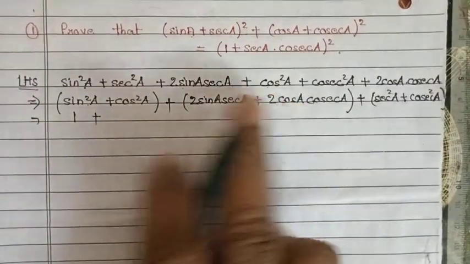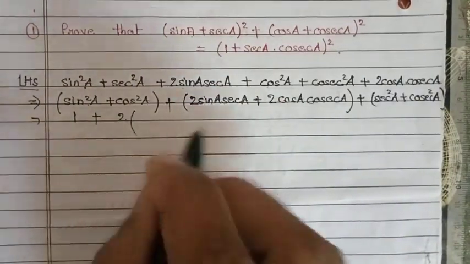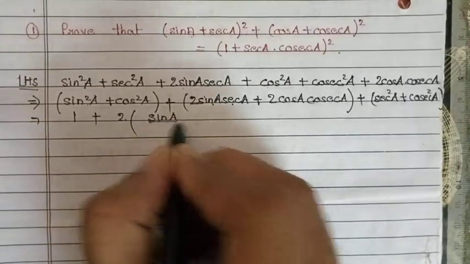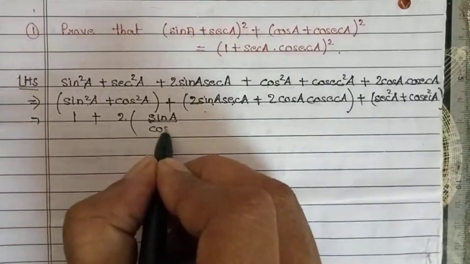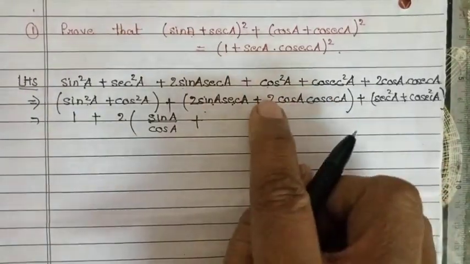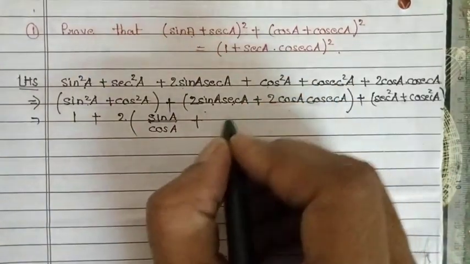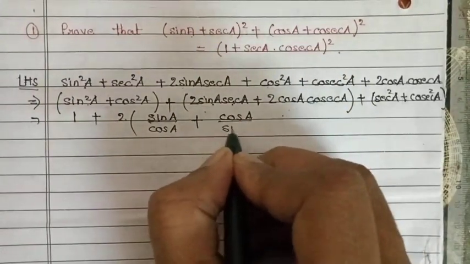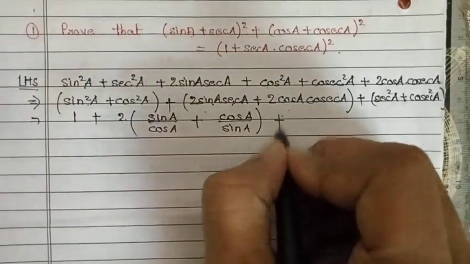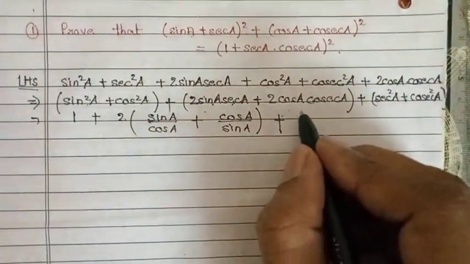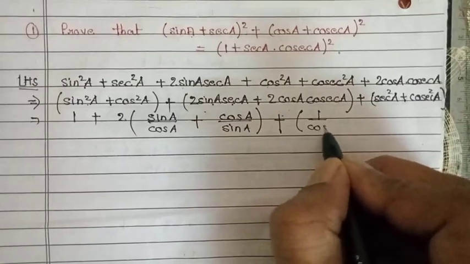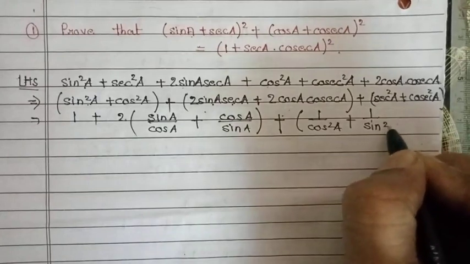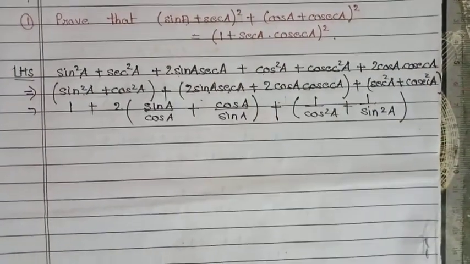Now in the second grouping, first of all I will take 2 common. Here I am left with sine into sec. So I can write it this way, sine upon, now sec will be written as 1 upon cos A. Here I have taken 2 common, so I am left with cos, and this cosec as a denominator will be written as sine. Now moving on to the third group, sec square will be written as 1 upon cos square and cosec square will be written as 1 upon sine square, like this.